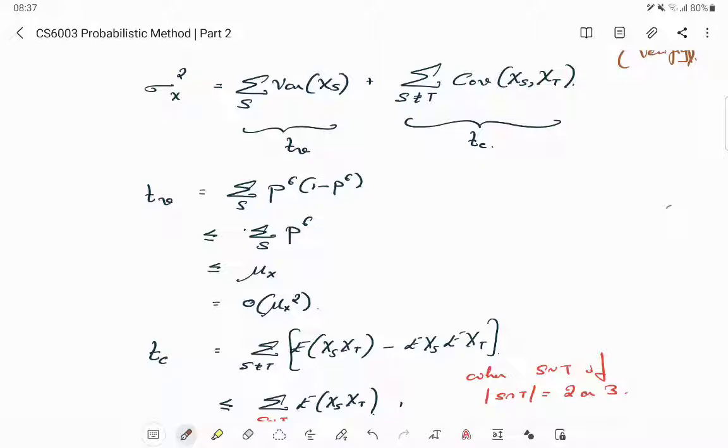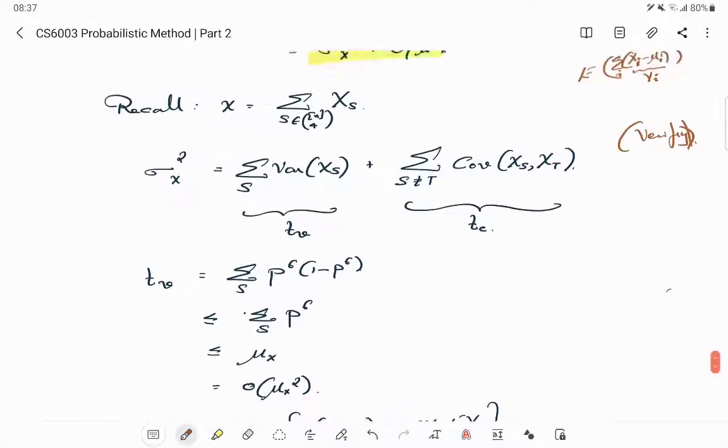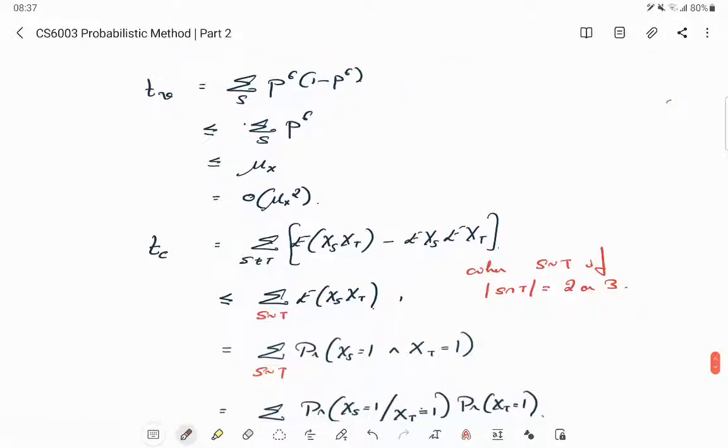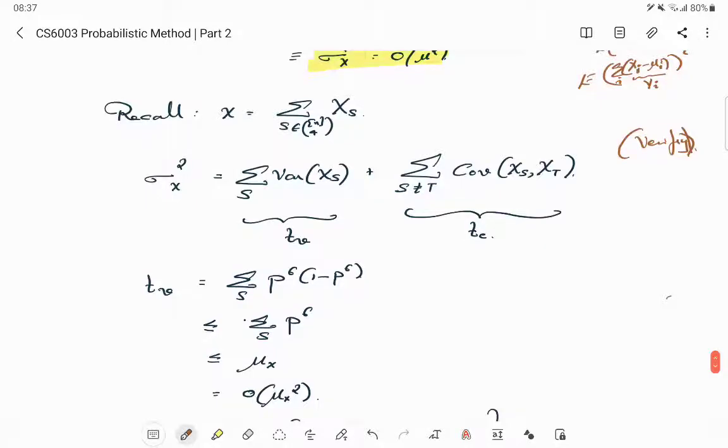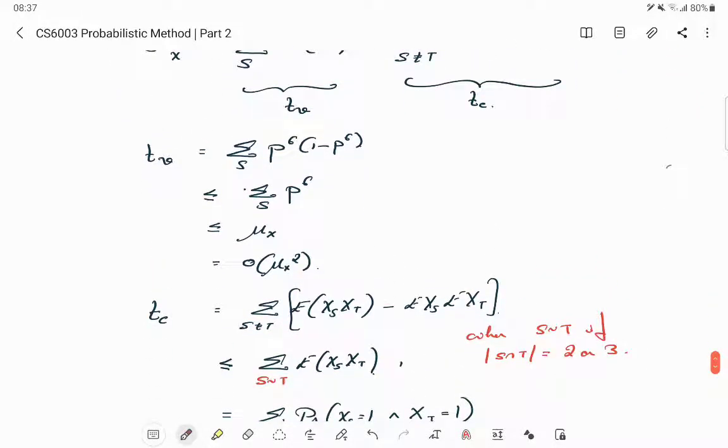Yeah, so our time would be spent mostly in analyzing TC, the cross terms. Again, it's very easy to verify that the covariance between two variables, XS and XT, which by definition is E of (XS minus EXS) times (XT minus EXT). This is the definition of covariance between XS and XT.